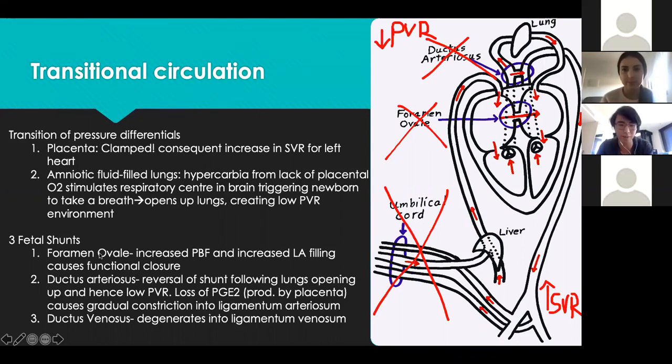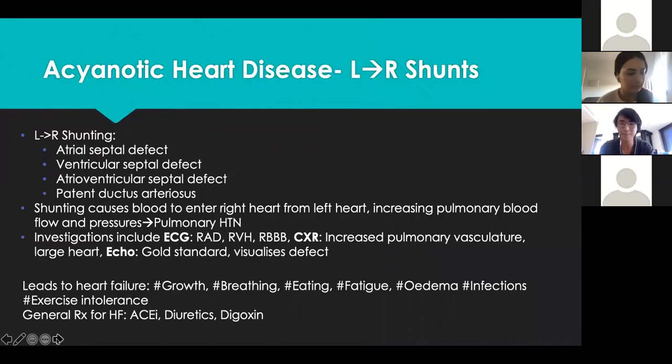So our foramen ovale is now going to close because it's kind of like a flap. The ductus arteriosus is going to reverse its direction. And it's also going to close because the placenta produces prostaglandins, and those prostaglandins are lost when it's clamped. And then thirdly, the ductus venosus also degenerates. I think that's also prostaglandin related. And that should be about all you need to know about Peds cardiophys. If you break it down, it can be quite simple.